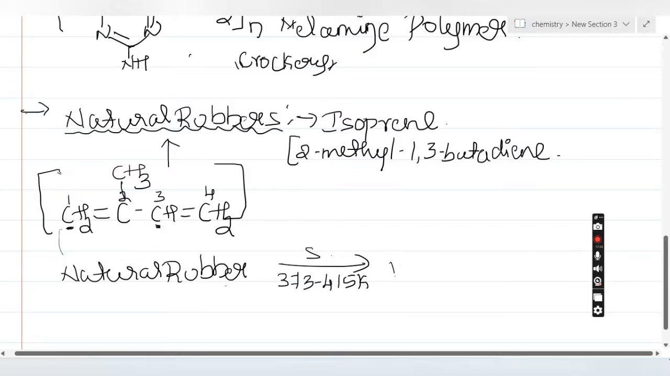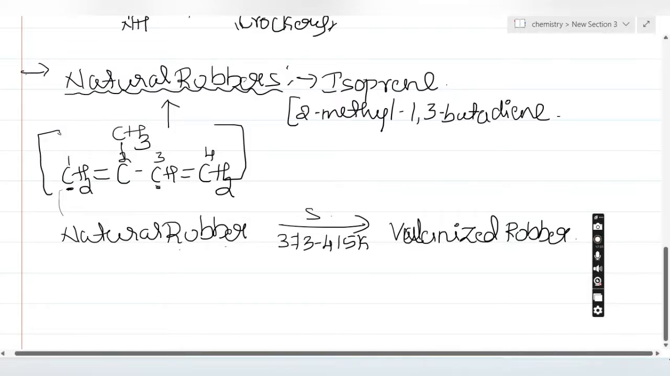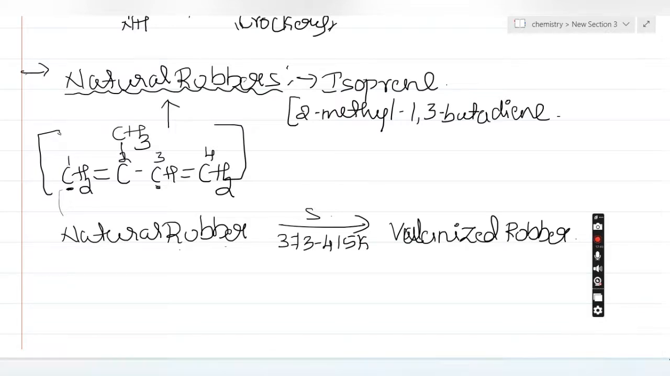And this rubber, now mixed with sulfur, we also call it vulcanized rubber. What do we call it? Vulcanized rubber. Whatever we get in the market is vulcanized rubber only. And what will happen here? After vulcanization, remember 5% of sulfur is used as a cross-linking agent.